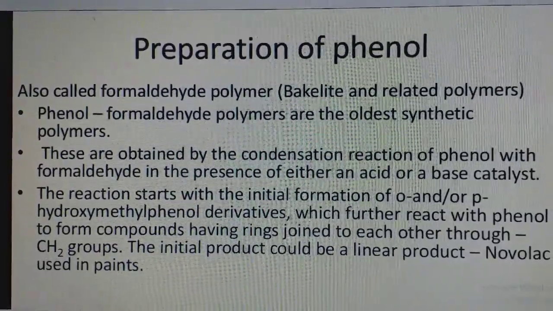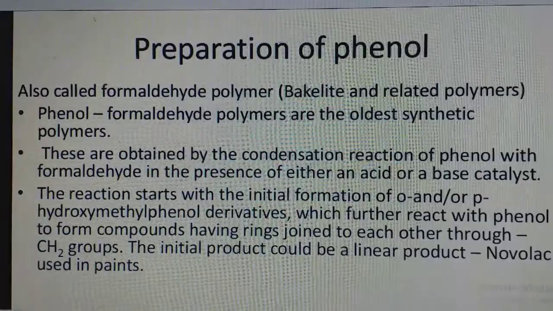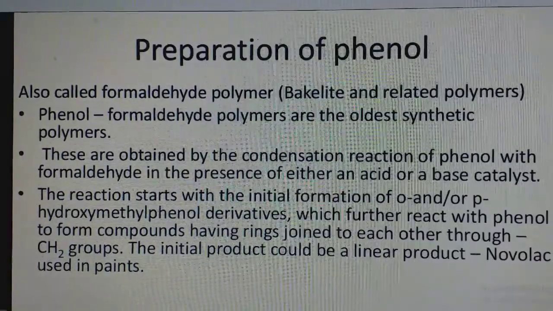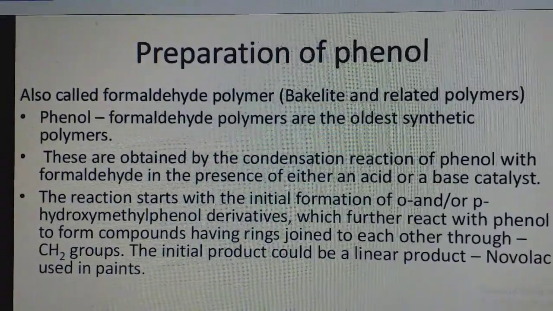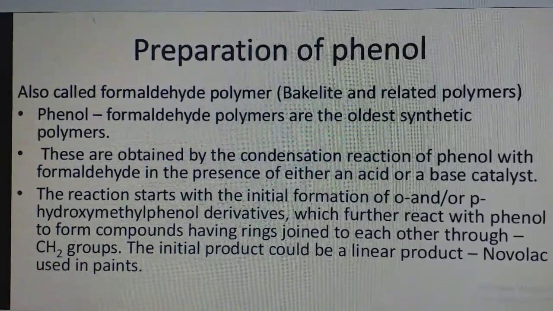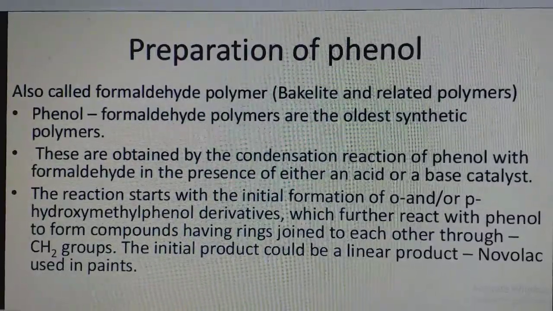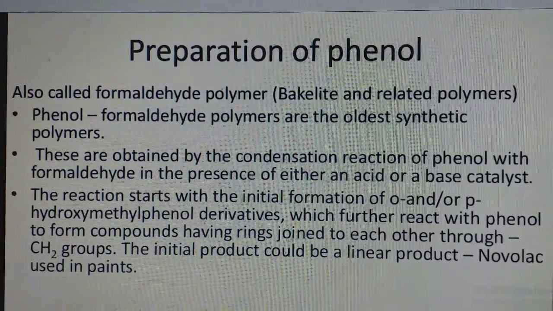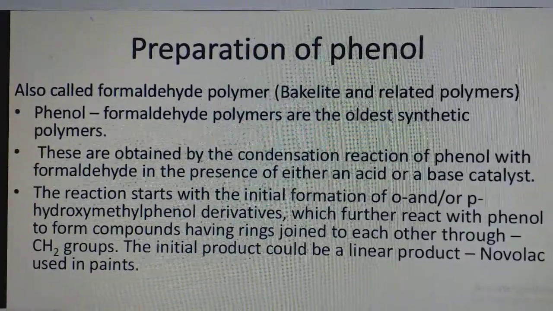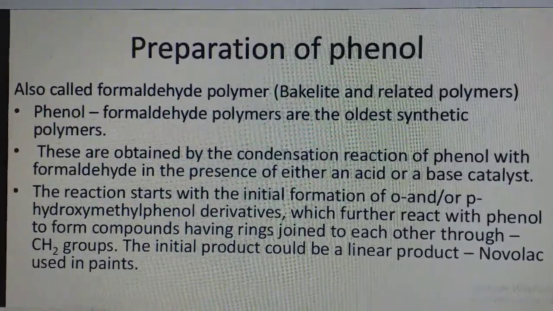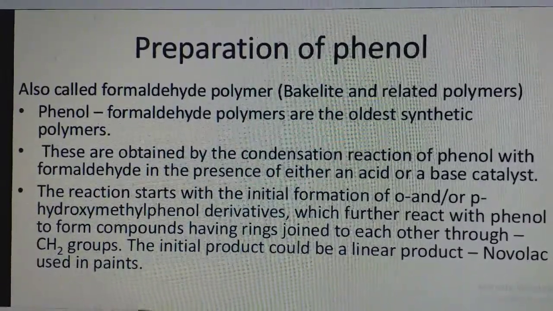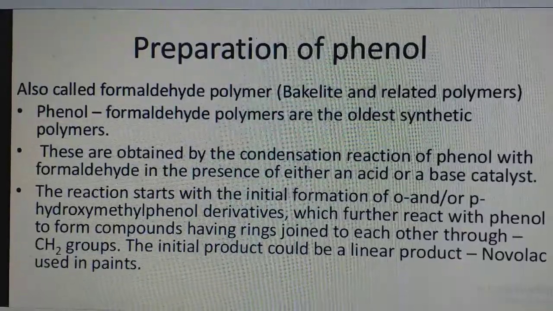Phenol formaldehyde polymers are the oldest synthetic polymers. These are obtained by the condensation reaction of phenol with formaldehyde in the presence of either an acid or base catalyst. The reaction starts with the initial formation of ortho or para-hydroxymethylphenol derivatives, which further react with phenol to form compounds having rings joined to each other through CH2 groups. The initial product could be a linear product. That product we call Novolac, and Novolac is used in paints.